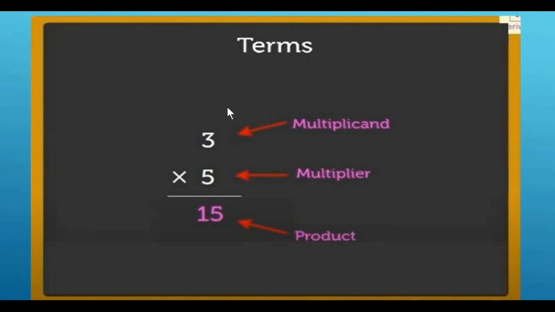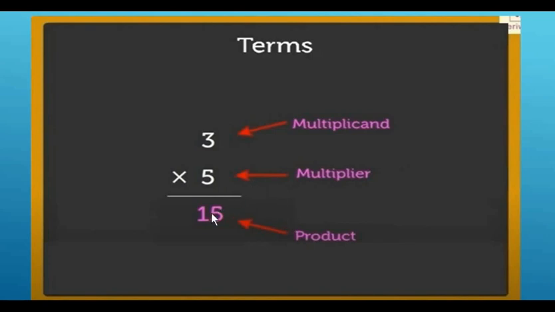We use some special names or terms for the parts of a multiplication sentence. Here, 3 multiplied by 5 is equal to 15. Here 3 is the multiplicand, 5 is the multiplier, and 15 is the product.